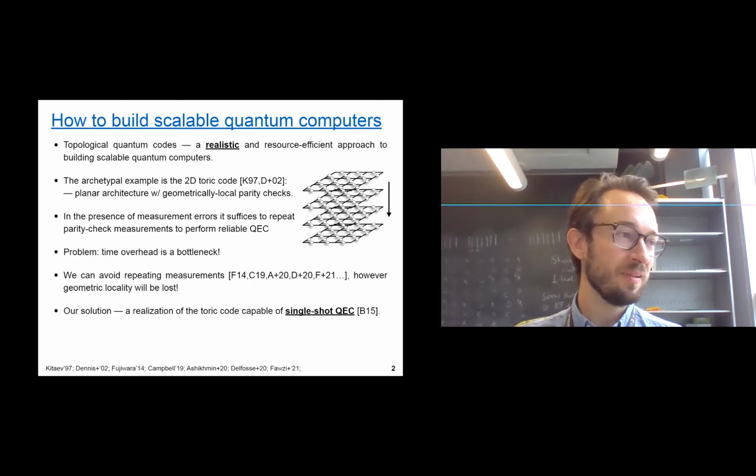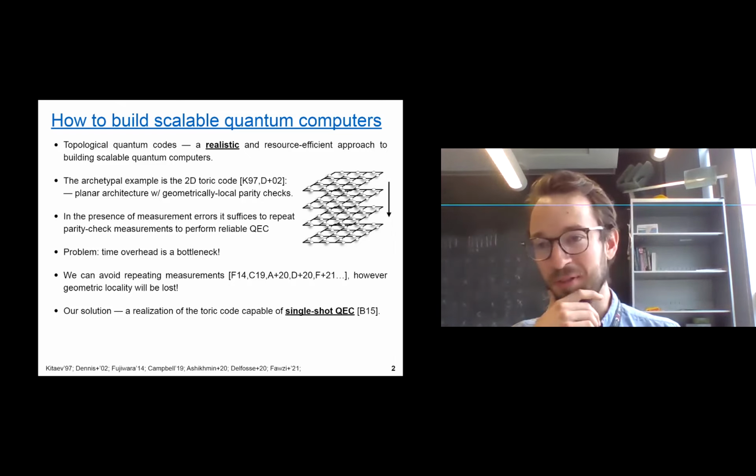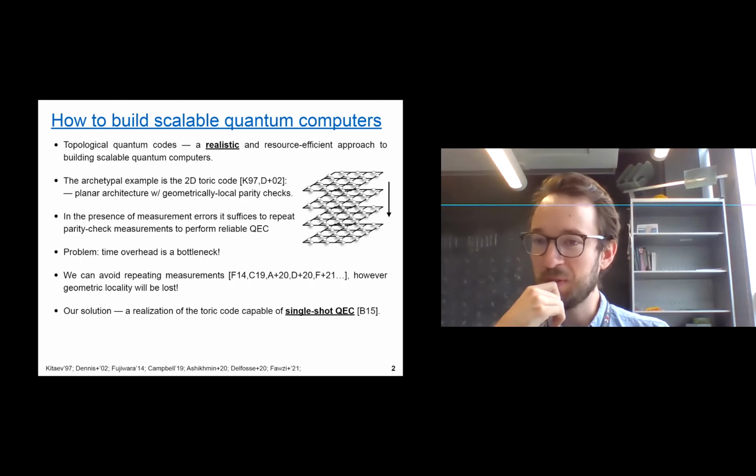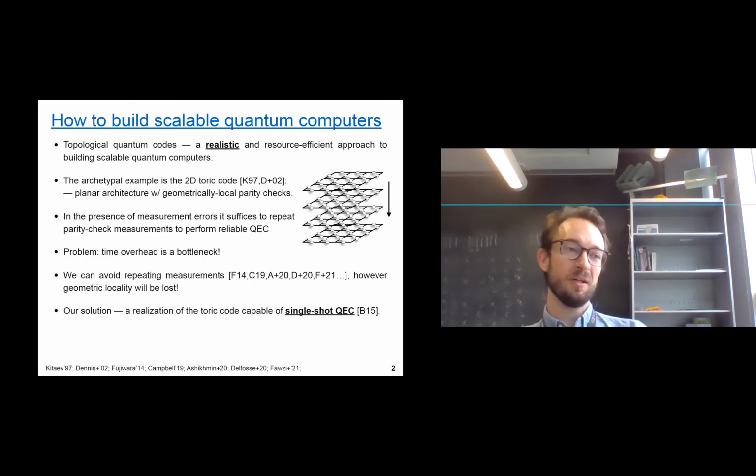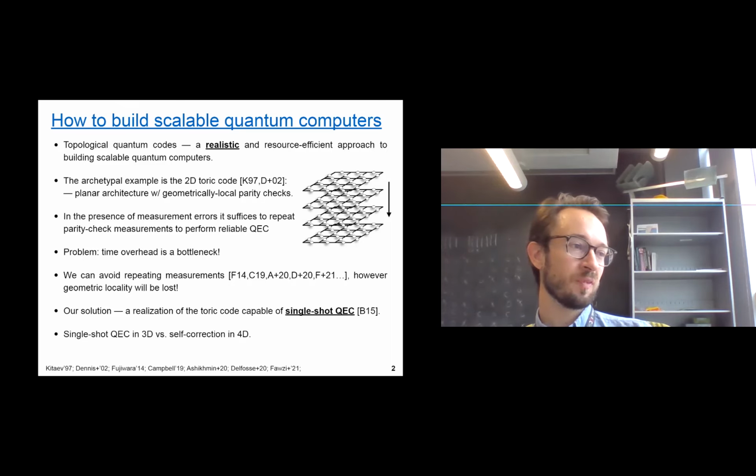And in some ways you can think of what we've done as introducing a kind of model similar to the gauge color code, but based on the 3D toric code instead of the 3D color code.